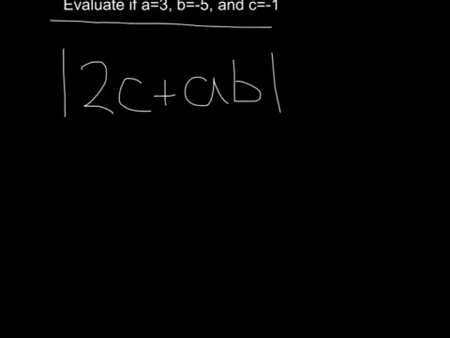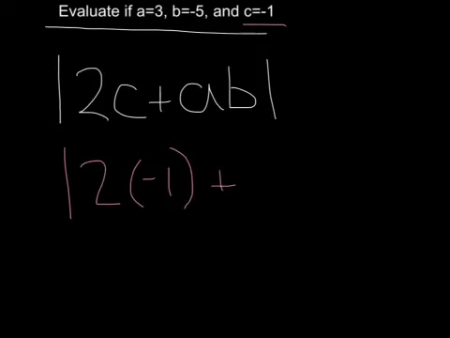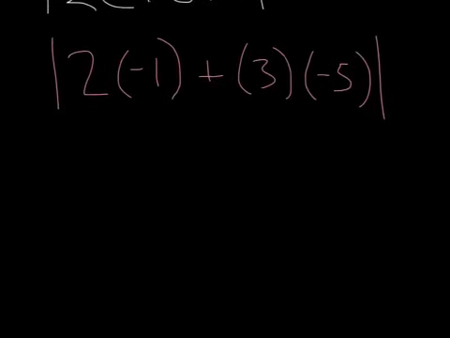All we have to do here is take the variables we have and plug them in. So this is going to become 2 instead of C. We know C is equal to -1. I'm going to plug in -1. Then we have plus A, which is 3, times B, which is -5. And then we can solve from there.